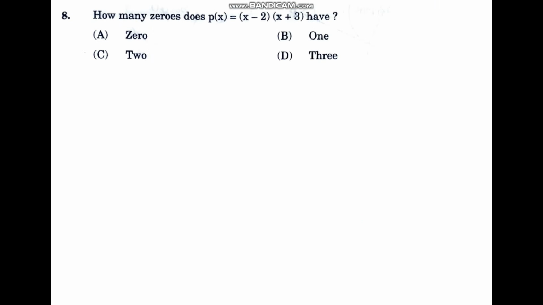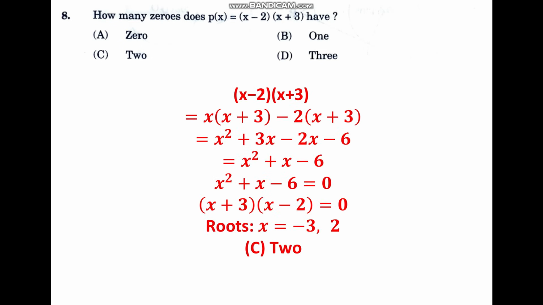Question number 8, how many zeros does p of x equal to (x minus 2)(x plus 3) have? Let us solve and see how many zeros it is having. When we are solving, you can see that first x is going to multiply with x plus 3, then minus 2 will multiply with x plus 3. We are getting a quadratic equation, that is x square plus x minus 6, and when we are solving it we are getting two zeros. The value of x is minus 3 and plus 2, so that means it has two zeros. So correct option is option number C, 2.